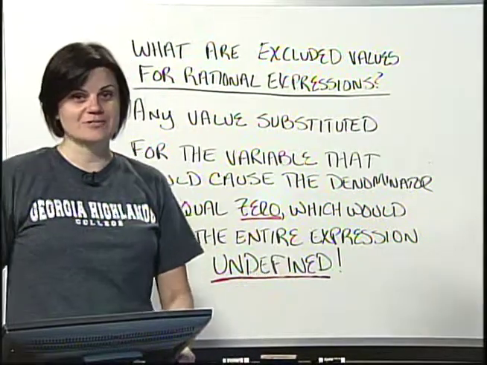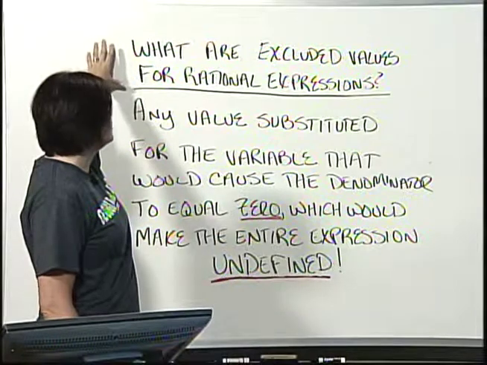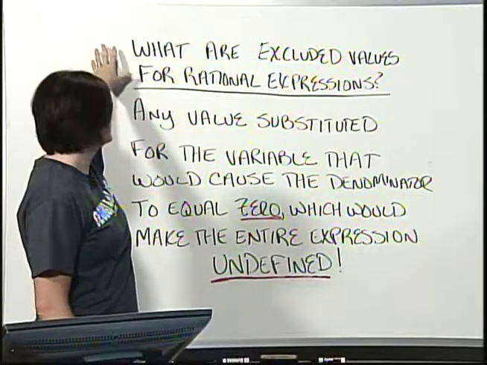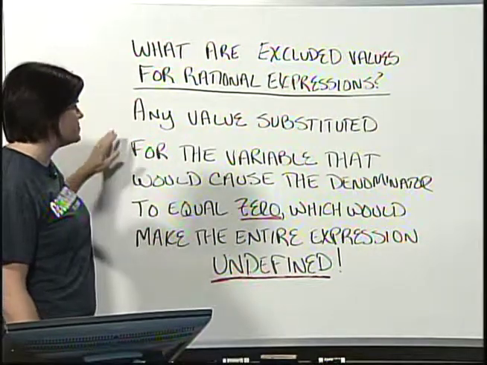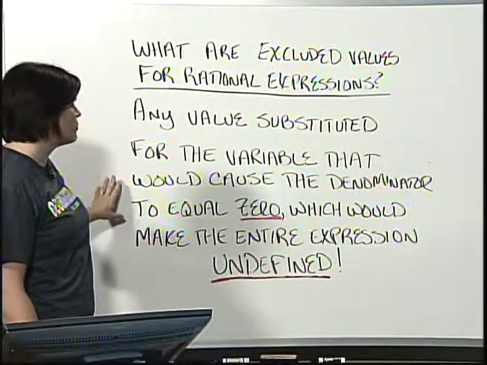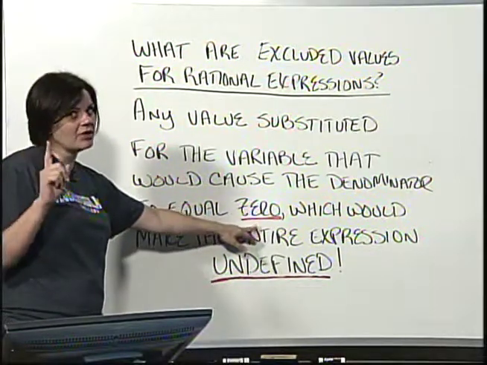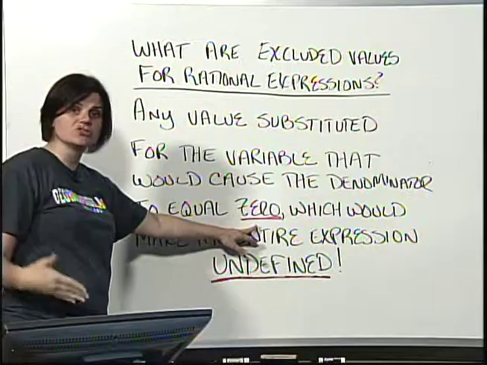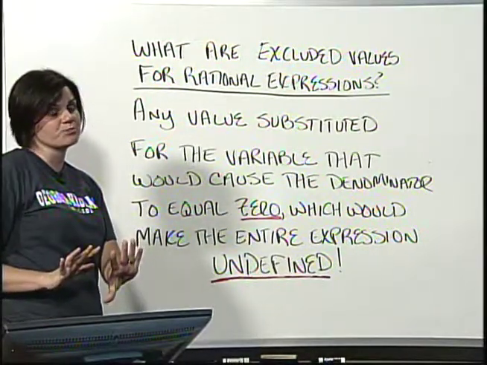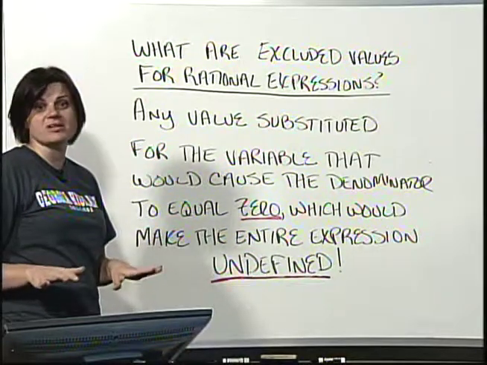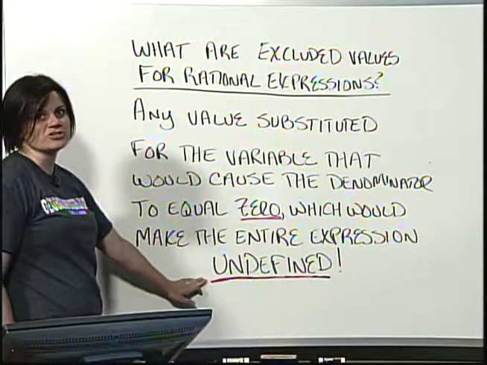In this video segment, we'll be answering the question, what are excluded values for rational expressions? Well, an excluded value is any value that is substituted for the variable that would cause the denominator to equal 0. Don't forget, a rational expression is a quotient of polynomials. So you do have a denominator in a rational expression. And anytime a denominator is 0, we have an undefined situation.